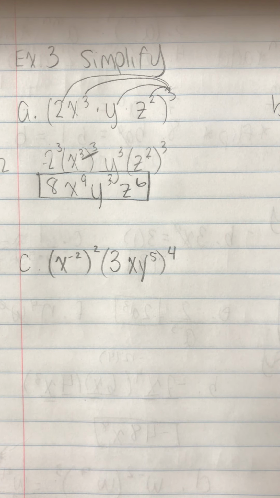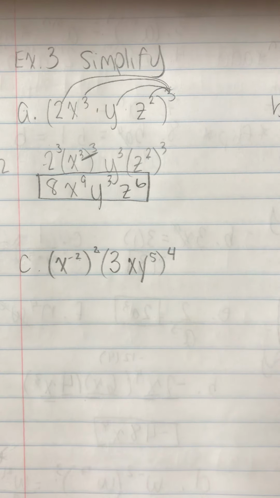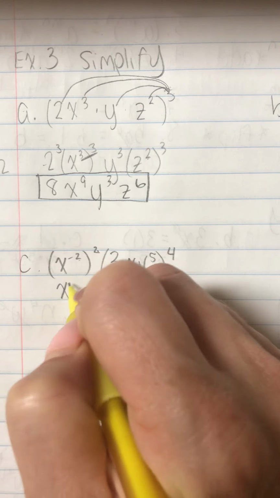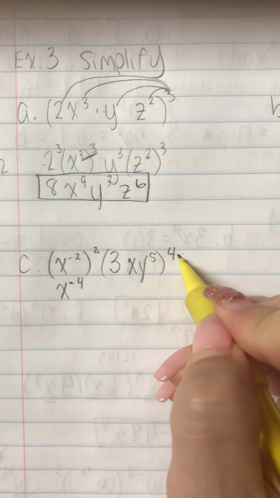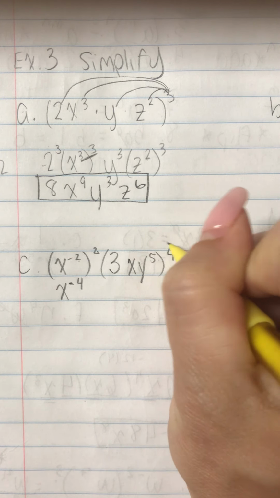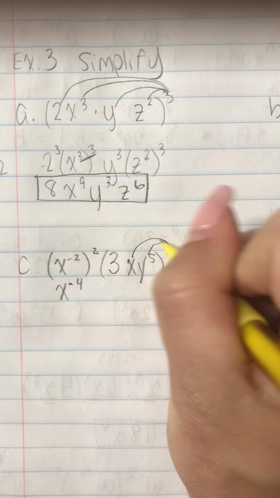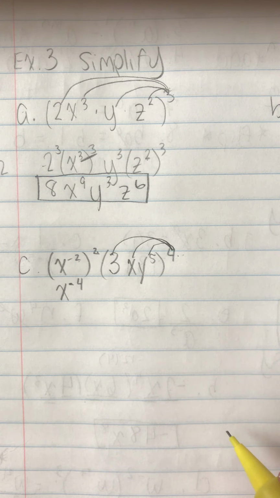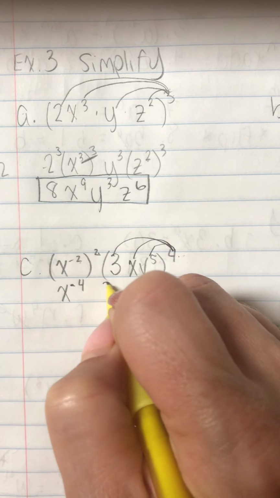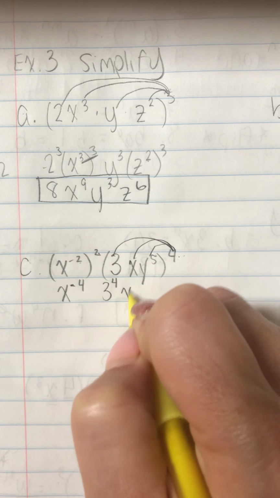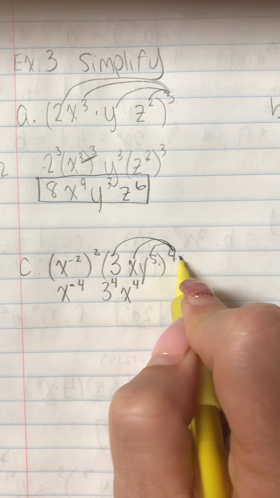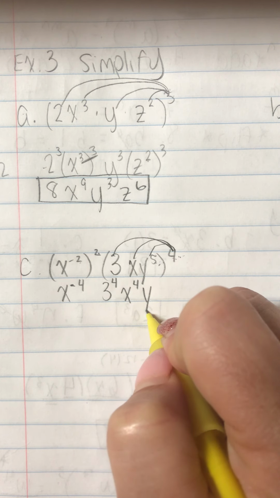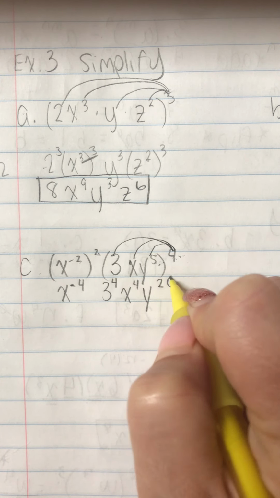Okay, letter C. Power to a power, I multiply. Now, what do I do with this 4? I distribute. I'm distributing it to the y, to the x, and to the 3. Don't forget that number. 3 to the 4th, x to the 4th. Now I multiply. What's 5 times 4? 20.